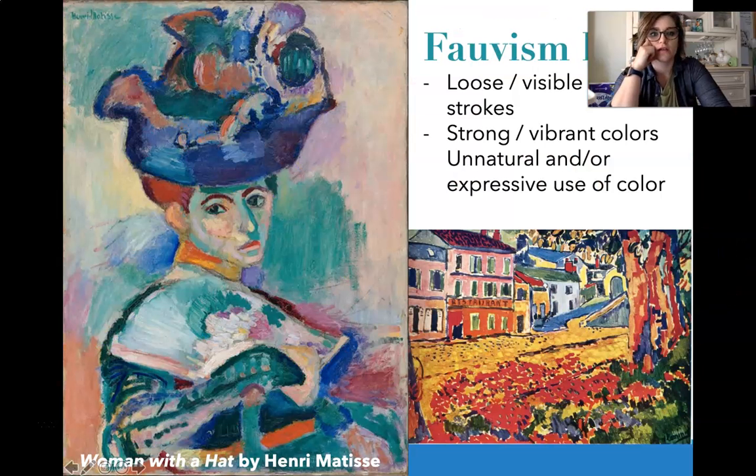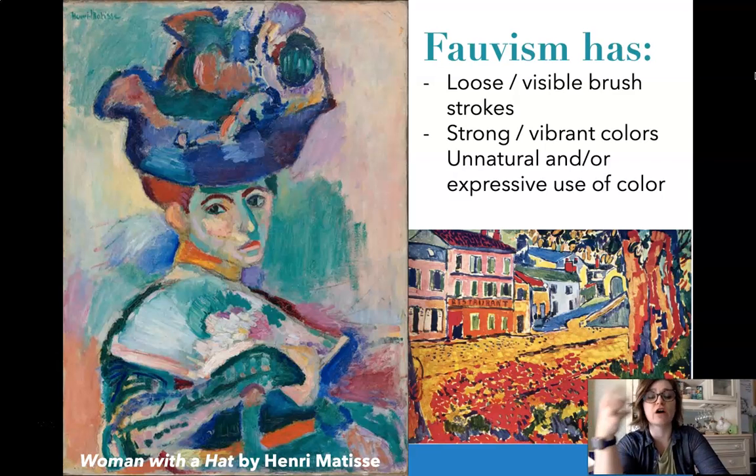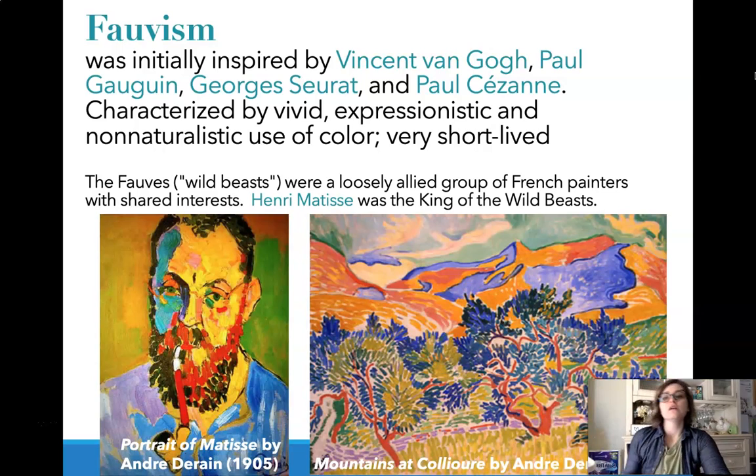Characterized by loose, visible brush strokes, much like Impressionism, but strong, vibrant colors that are often unnatural and overtly expressive. Colors are chosen on purpose because of maybe the way the light hits a particular subject or the way that it plays with the natural colors. You guys know, like in some portraits, your skin looks more green because of the lighting, or maybe it looks more yellow because of the type of lighting. Fauvism captures that.